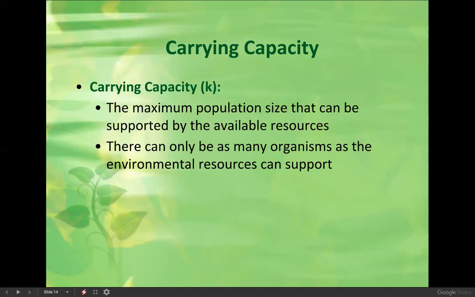If you look at a pond, there's only so much food in there, and it can only support so many fish. So, once you go above the carrying capacity of an ecosystem, of a pond, then the population tends to slow down. It won't grow as fast, or it could crash. So carrying capacity is the maximum population size that can be supported by the available resources. There can only be as many organisms or individuals as the environmental resources can support.